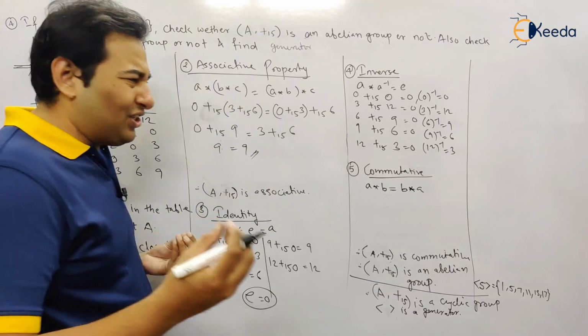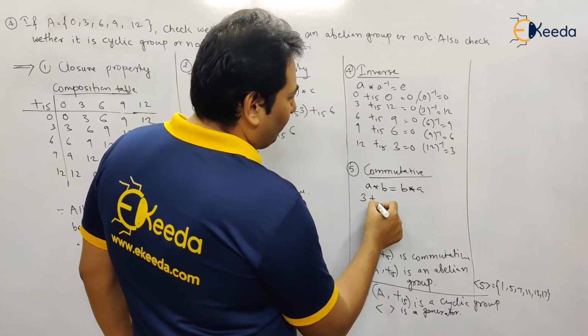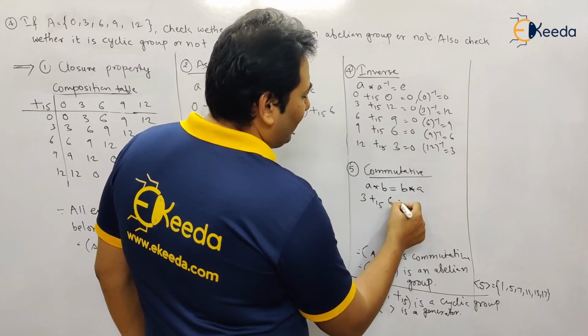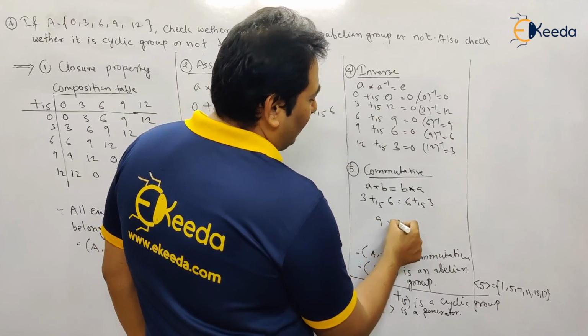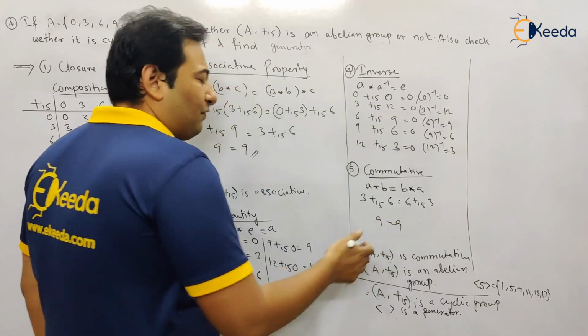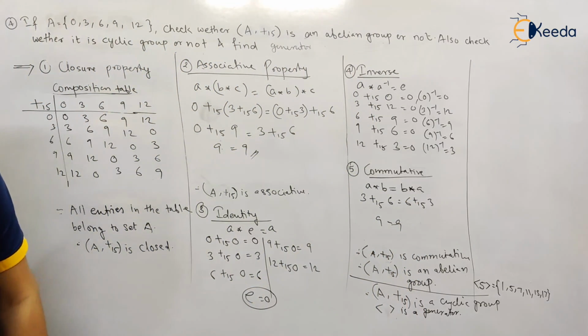Commutative is just a formality. Let's take any numbers, say 3 and 6. 3 plus 15 6 and 6 plus 15 3. Basically 9 will be the answer of both. So it's just a formality, it's commutative.